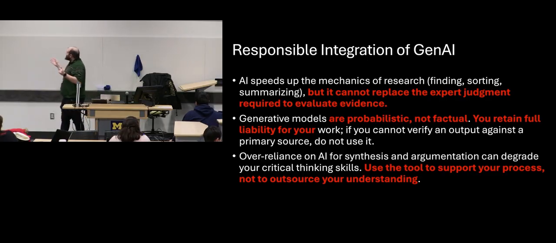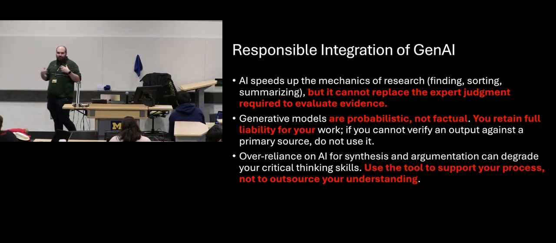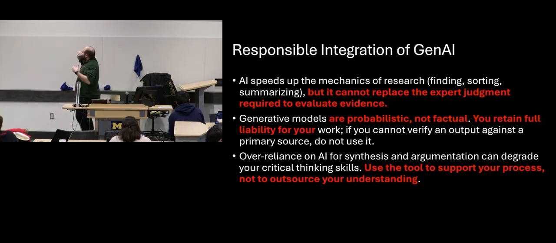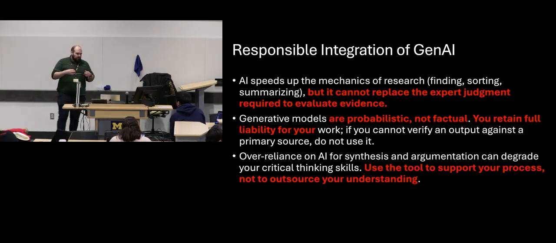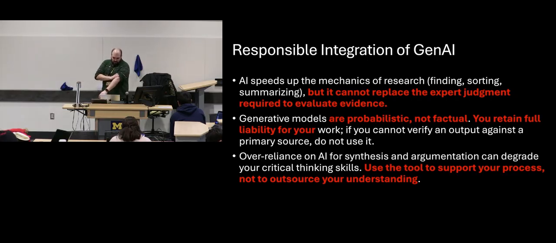Keep in mind that these are probabilistic and not factual. They are always hallucinating. We call a hallucination just an output that we don't like. So make sure that you verify every single thing that you see. And this connects to this last point: over-reliance on AI can degrade your critical thinking skills, and ultimately everything that you put out is your responsibility. You have to source things. You have to make sure that it is accurate. So don't outsource your understanding and thinking about academia to these models. Use these tools to support your process, not to do it for you.